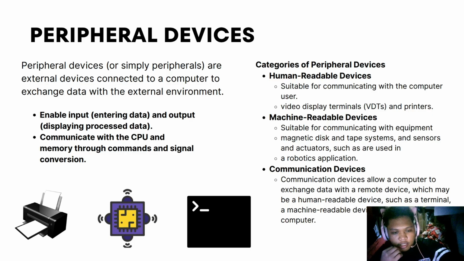And lastly, we have communication devices. It allows a computer to exchange data with a remote device, which may be a human readable device such as a terminal. So if I SSH, for example from my laptop into another computer, I am using a communication device. All I use is a terminal. Or even like the other computer in my example earlier.